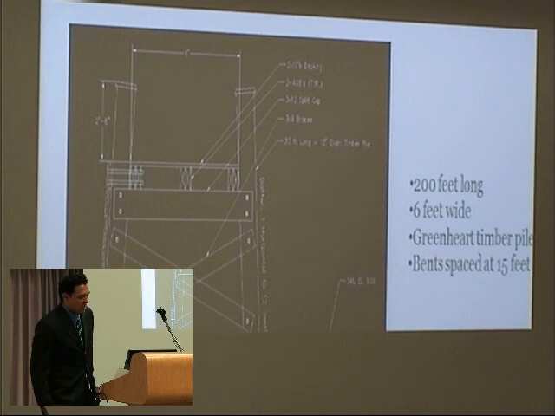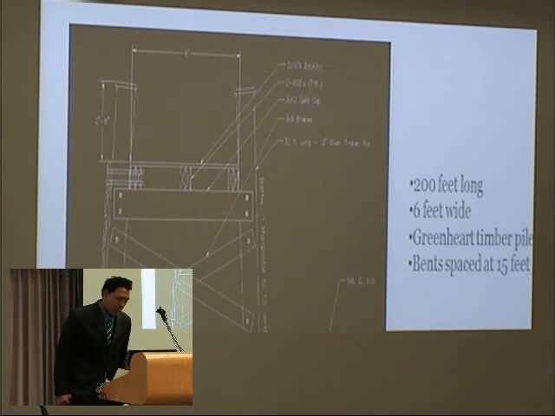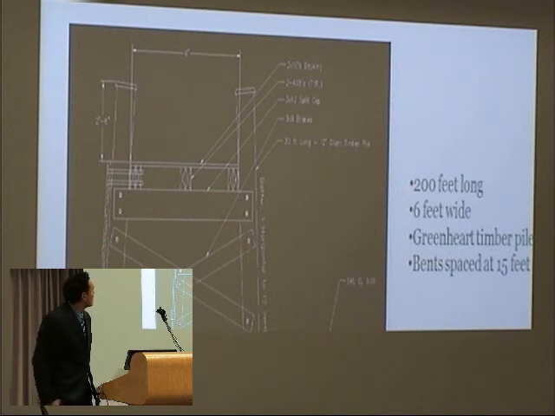The piles had a diameter of 1 foot and were 30 feet long, and they had bents which were spaced at 15 feet. For the timber piles, we used Greenheart, which is good for marine structures, and it's really good at preventing decay. And yep, that's all for the timber pier.